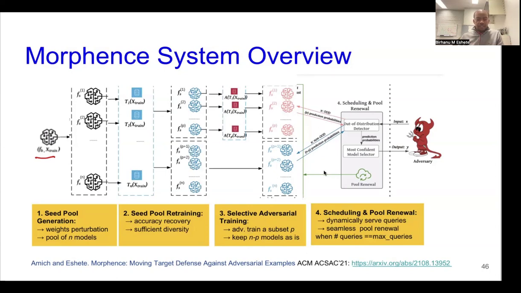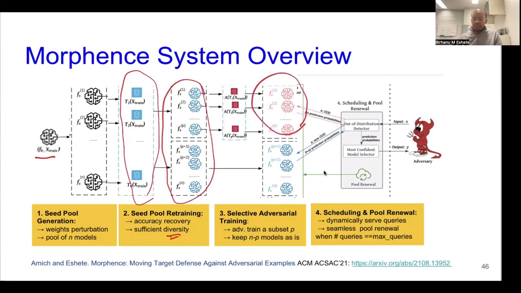And the copies of this model, because the weights are perturbed, may be less accurate. So we use some data augmentation techniques to retrain these copies and gain back accuracy, and also introduce sufficient diversity between the models to avoid transferability. And once we have that, we have this n number of models. And then what we do next is the interesting part. We train a subset of these models using adversarial training.